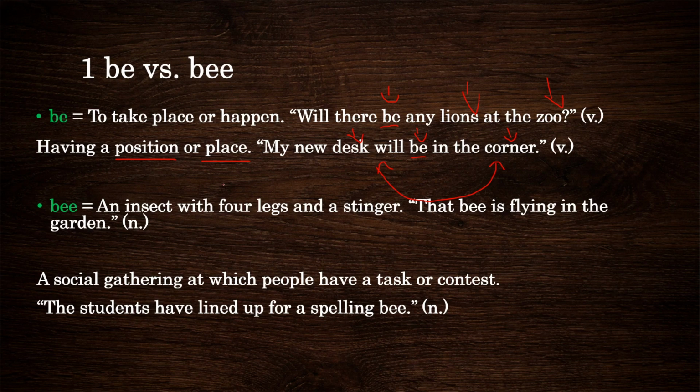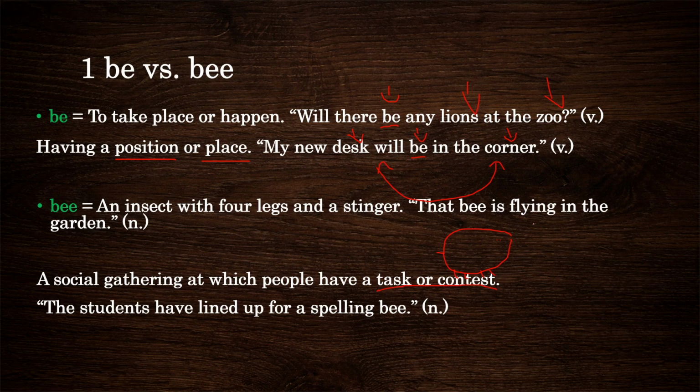Or the other type of bee, the one with 2 E's, which is an insect with 4 legs and a stinger. That bee is flying around in the garden. We've all heard of them, they sting you. Moving on. It can also mean a social gathering at which people have a task or a contest, like a competition, a spelling bee, a knitting contest. Those are just the usual. Let's look at another example.